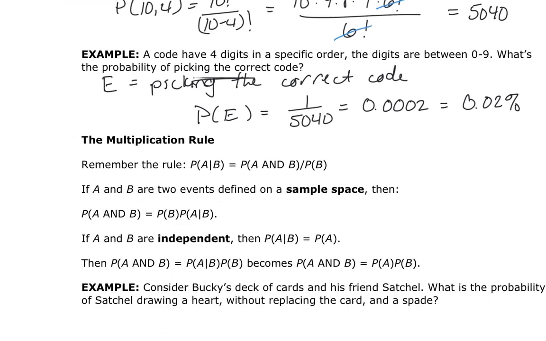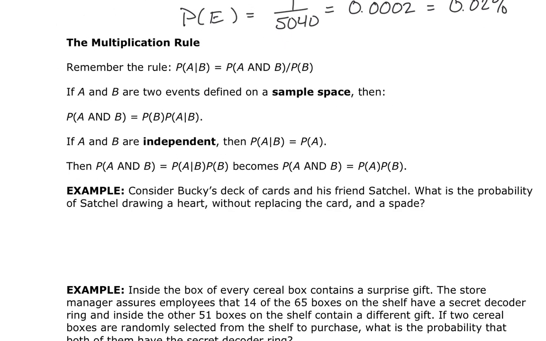Let's talk about the multiplication rule. If we recall, the probability of A given B is equal to the probability of the intersection of A and B, so A and B is A intersect B. In other words, that overlap only, divided by the probability of B. If A and B are two events defined in a sample space, then with some basic algebra, the probability of A intersect B is the probability of B multiplied by the probability of A given B. If A and B are independent, then from before, the probability of A happening given B is just the probability of A happening.